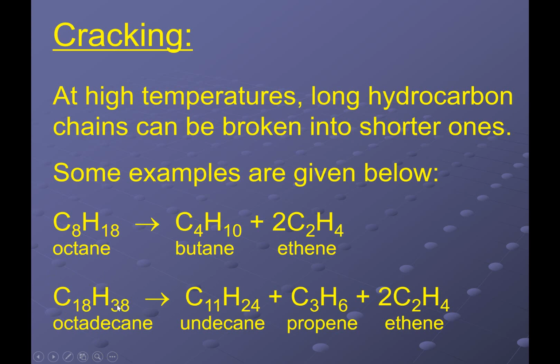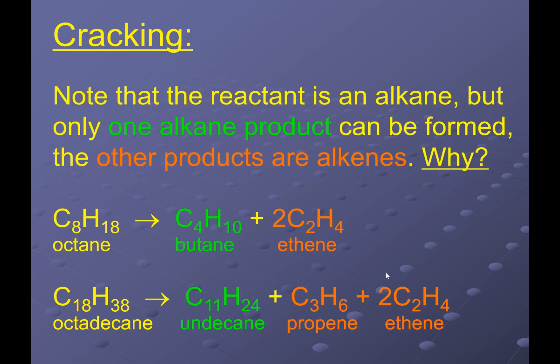Anytime you do cracking, we're going to break an alkane, a single bonded saturated molecule. We will always only get one alkane, and the remainder are going to be alkenes. I do a derivation in this section to show you we actually don't have enough hydrogens to create more than one alkane. So cracking, yes, it involves breaking something long and making something shorter. We're always going to get one alkane and any number of alkenes. So if you're curious, you need to look back into that section. We just don't have enough hydrogens to make two alkanes.